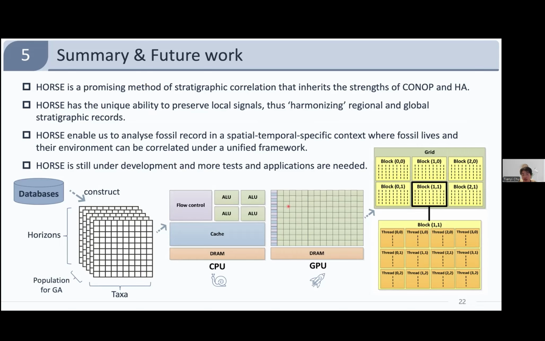Technically, HORSE is designed to scale from structured databases to parallel computing on GPUs. This shift greatly boosts its efficiency and opens the door to real-time, large-scale applications. That said, the method is still under development, and broader testing across datasets is the next critical step.